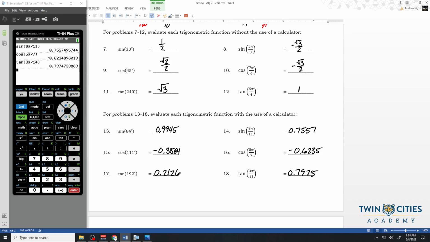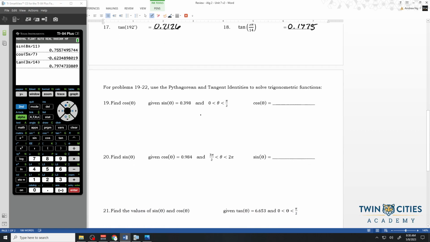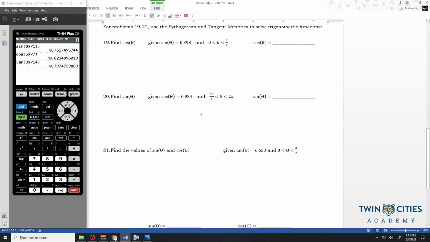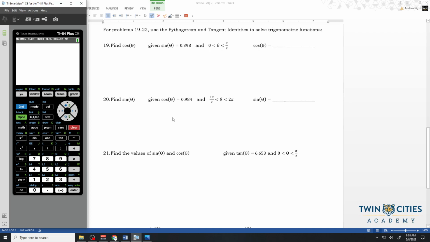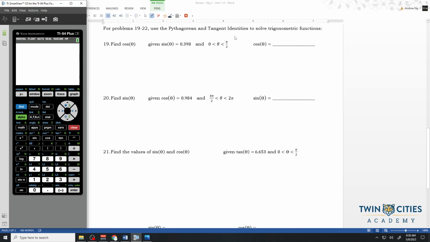Okay, that takes care of the front half. Let's go to the back side of this page. For problems 19 through 22, so that'll be the rest of this review, we're going to be using the Pythagorean and tangent identities to solve trigonometric functions. So 19, I've got find cosine of theta given sine of theta is 0.398, and I've got a restriction here. 0 is less than theta, less than pi over 2.